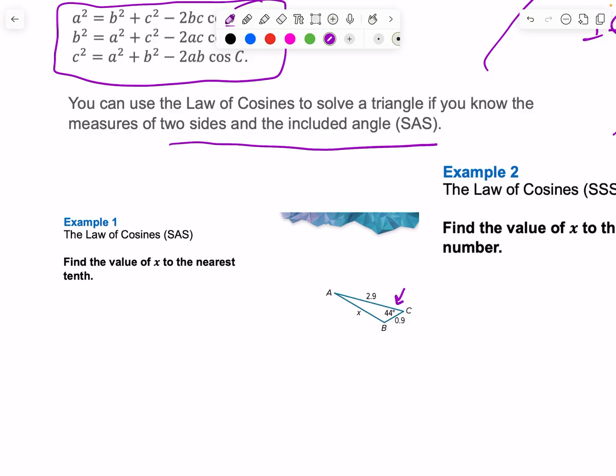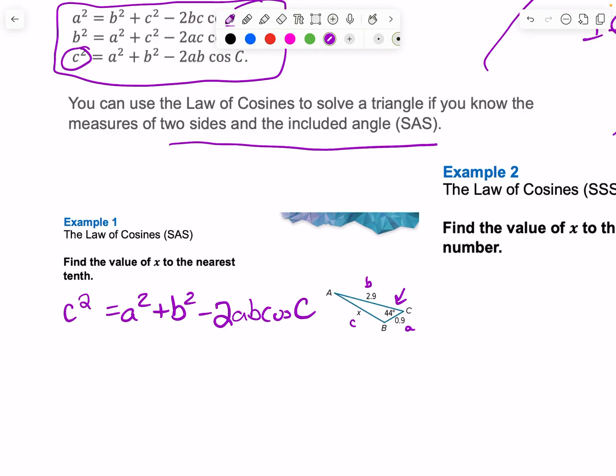So here we know angle C, and we know side A. This is side A because it's across from A, right? And this is side B because it's across from B. And we're looking for side C, which is that X side there. All right, so how do we go about solving that? We're going to use the law of cosines. Since we're looking for C, we're going to use this C squared one. C squared equals A squared plus B squared minus 2AB cosine C.